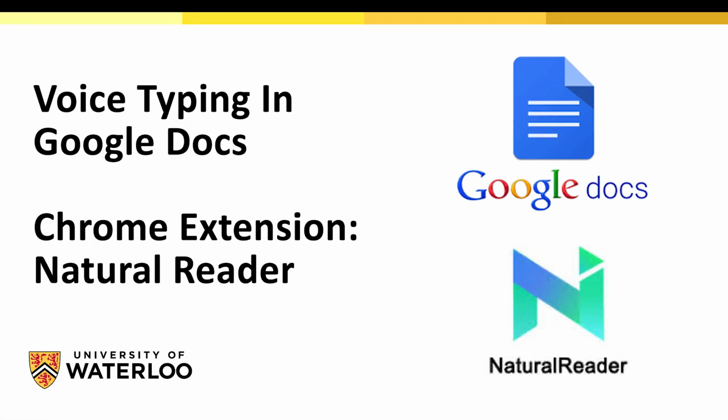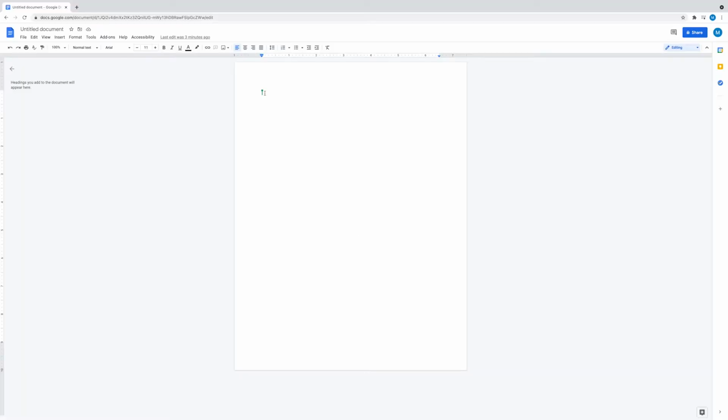Welcome to this tutorial video where we will show you how to use the voice typing feature in Google Docs to transcribe your audio from speech to text. We will also show you how to use the Google Chrome extension NaturalReader to have your documents read back to you, text to speech. To get started, ensure your computer's microphone is working, then open a document using Google Docs in a Chrome browser.